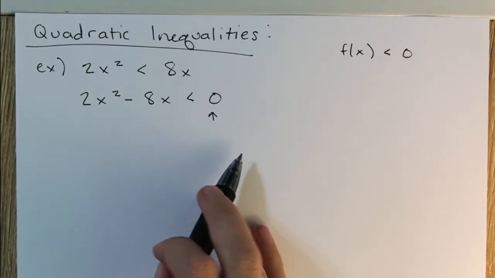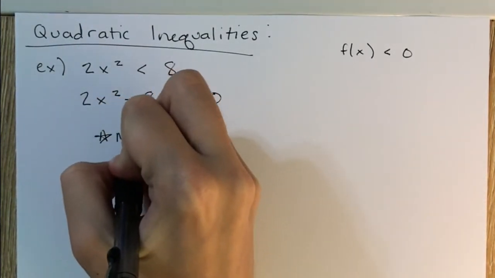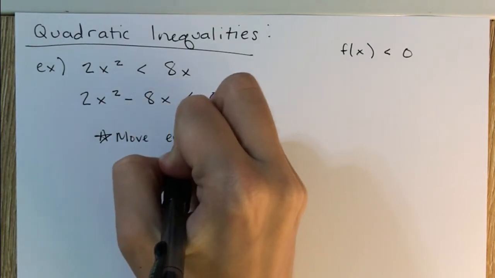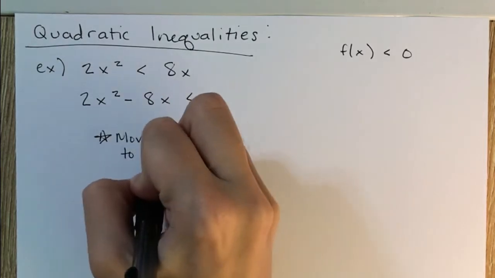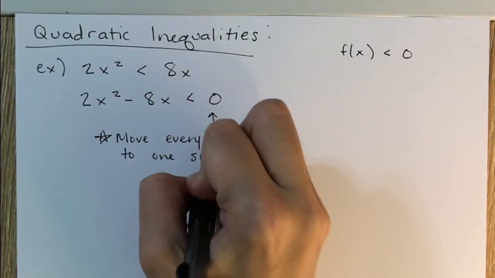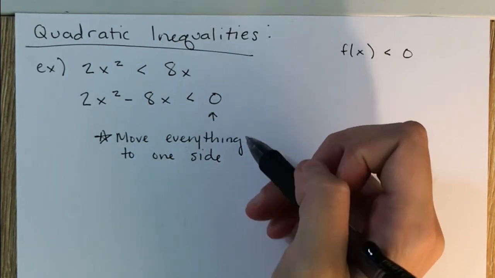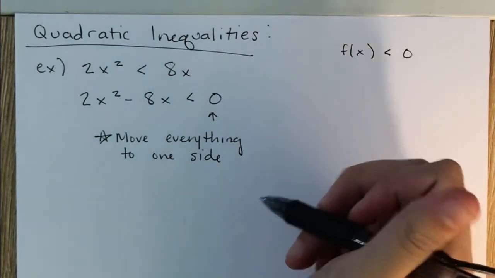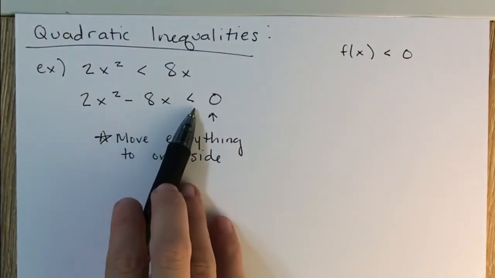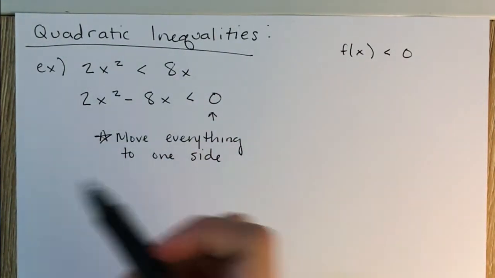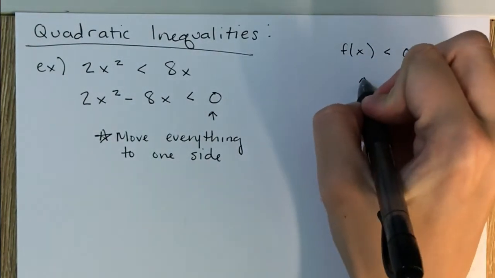With symbolic inequalities, we want to move everything to one side. We always want 0 on the other side of the inequality. We'll see why that's important in just a second. Okay, so again, we're using our graphing strategy at this point. So let's draw this graph.